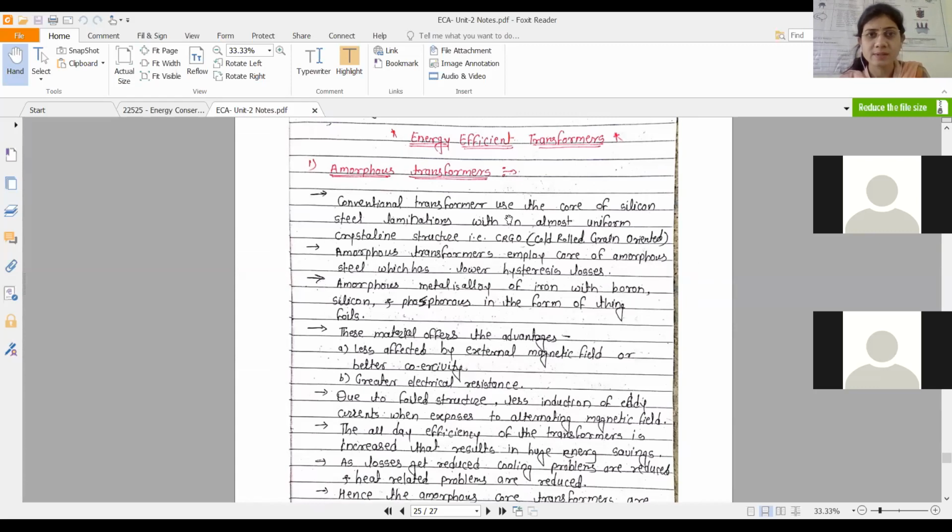Okay, fine. So now we are going to discuss the energy efficient transformer. In the previous lectures we shortly discussed the concept of the energy efficient transformer. So which kind of transformer can we call an energy efficient transformer?